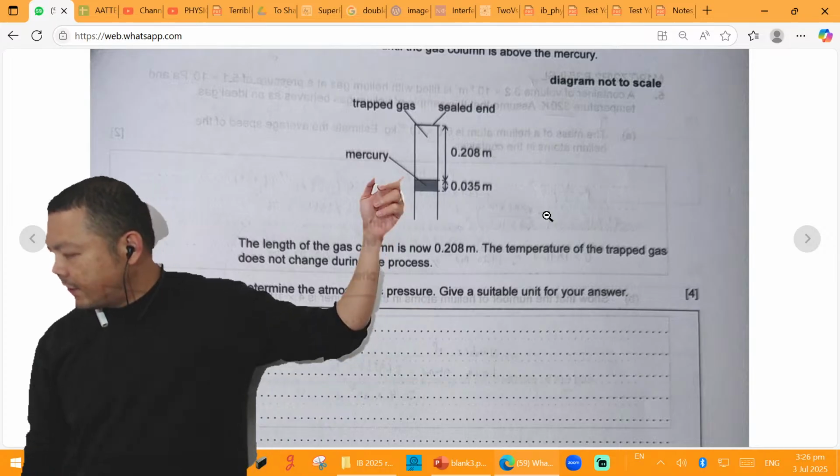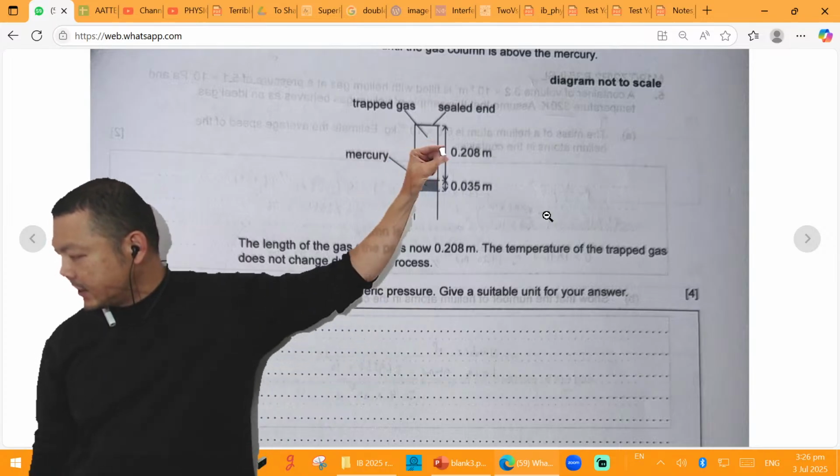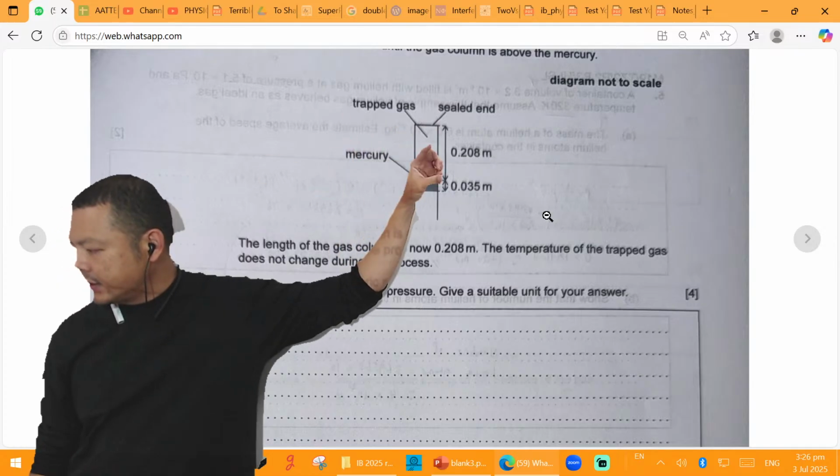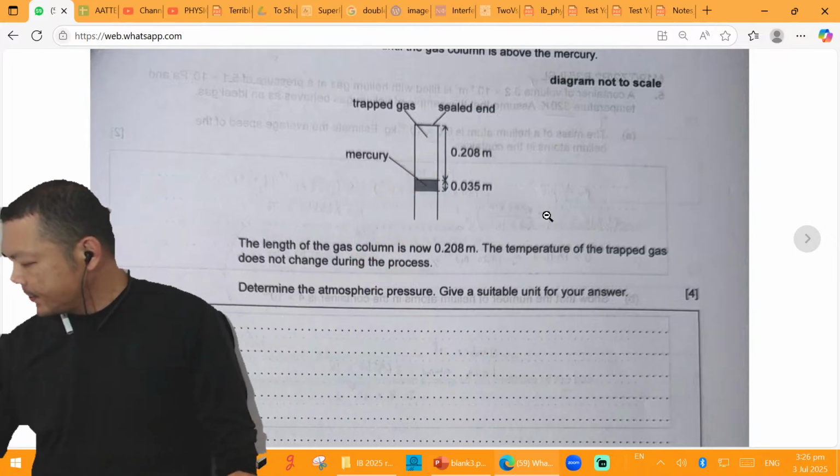So the volume of the gas can be calculated based on the length of the gas column, because the cross-sectional area is the same for both sides. So cross-sectional area times the length will give you the volume, right?